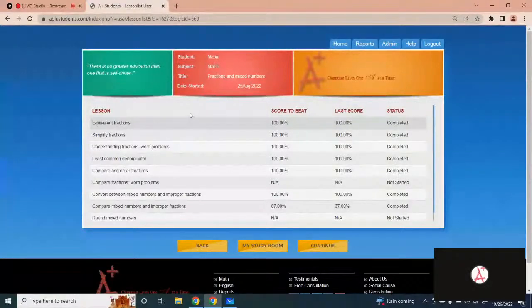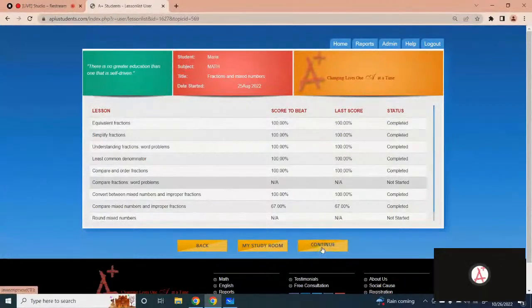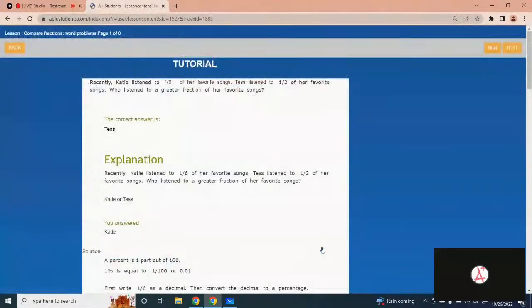Got it? Okay, the next one is compare fractions word problems. Let's start with compare fractions word problems. Okay, let's start with the test.